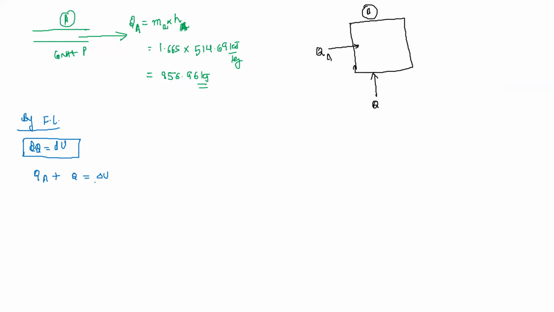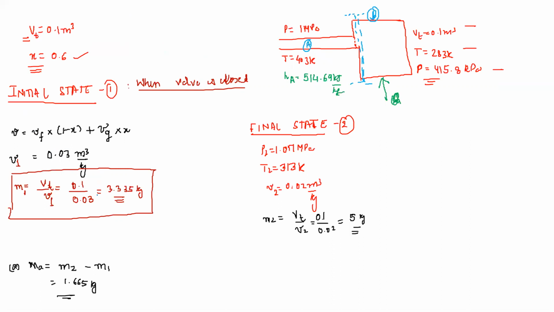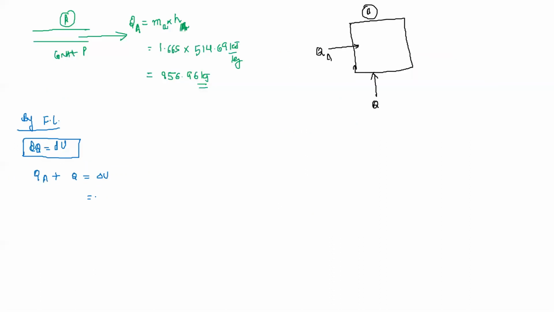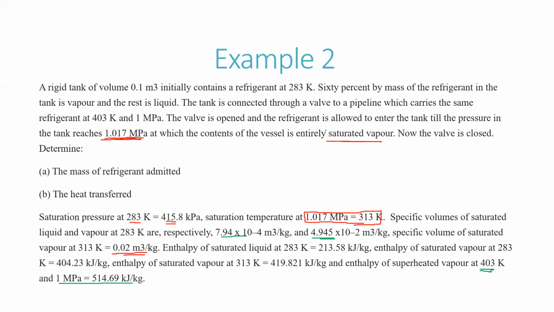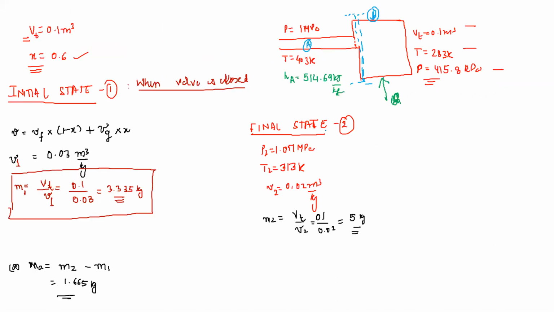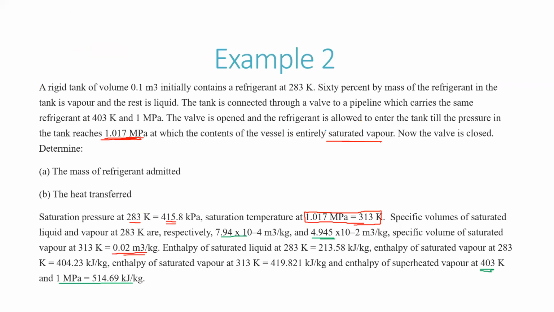Now, since this is a variable mass system, the change in internal energy is going to be the final internal energy, that is M2 into the specific internal energy in state 2, minus M1 into the specific internal energy at state 1. So we have to calculate internal energy for state 1 and state 2. Now they have not given us data about internal energy, right? But they have definitely given us enthalpy data.